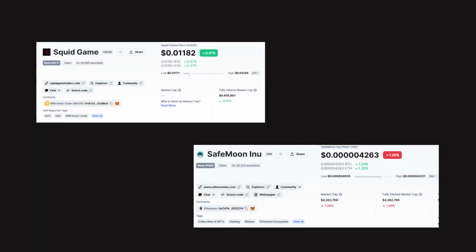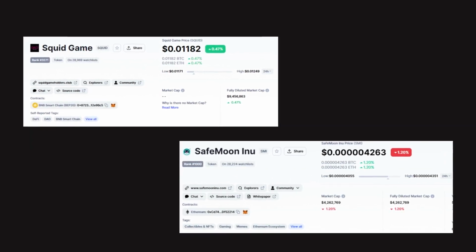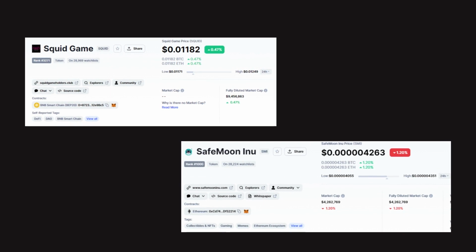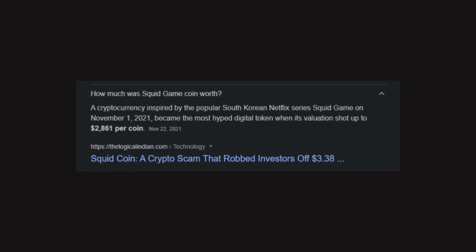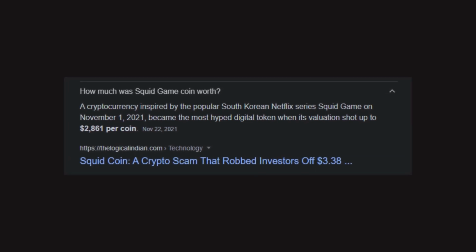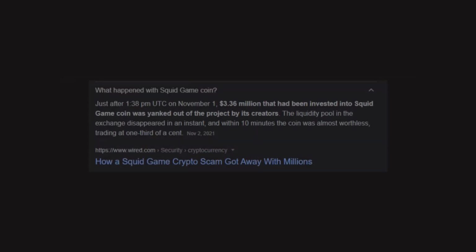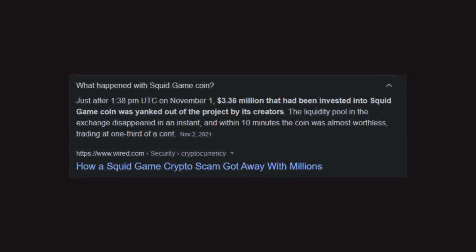There are also coins like Squid Game and SafeMoon, which banked on cultural appropriation. During Squid Game's launch, the people were genuinely obsessing over the series that it was named after, and so the abrupt gains were expected. Their value jumped from a few cents to a whopping $3,000, and the founders were ultimately able to amass a total of $3.4 million from their investors in a short period of time.